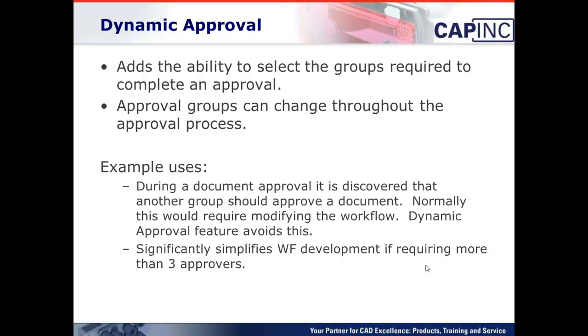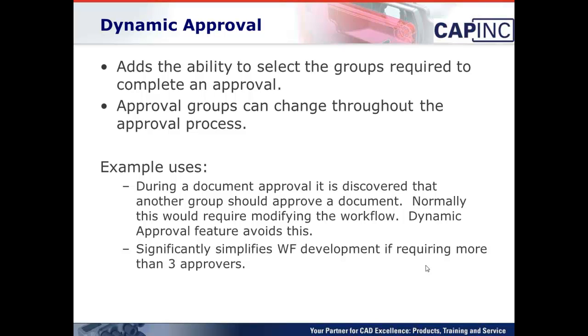An example of this would be during a dynamic approval, it's discovered that another group should approve a document. Normally, this would require modifying the workflow, making it much more complex, and requiring other documents that are in this workflow to go through the changes. The dynamic approval feature avoids this problem.